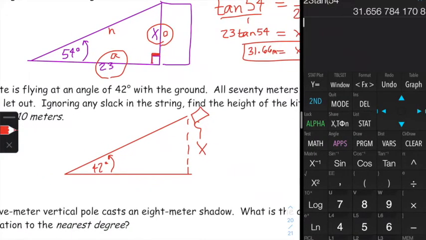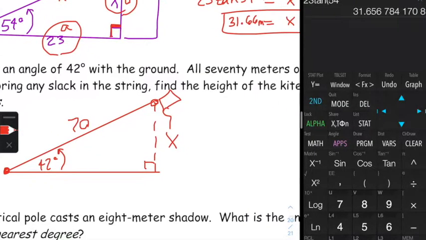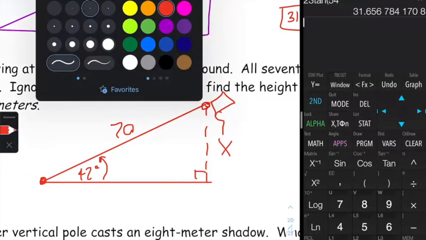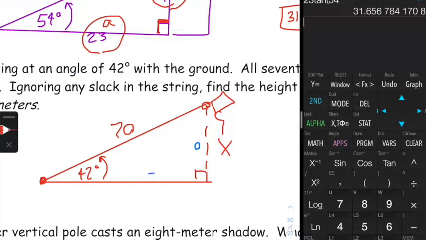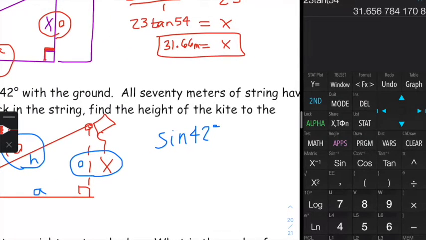And then this time it said there's 70 meters of string. So that's going to be the hypotenuse, since it is tied to the ground. From there to there should be 70, which means we'll use a different trig function. Okay, so now if you label your O, your A, and your H, the trig function that uses O and H is going to be the sine function. That'll be sine of 42 degrees equals the O over the H, or X over 70.